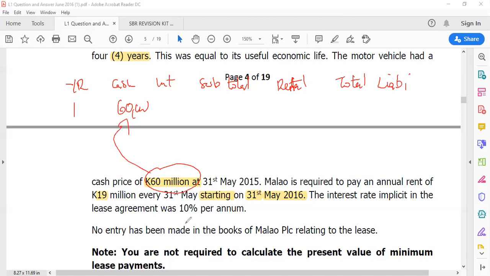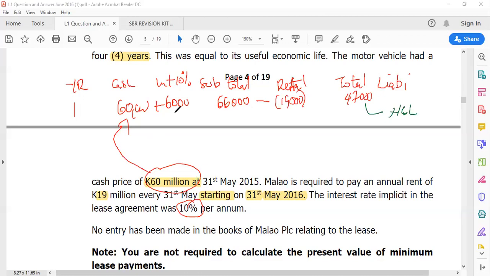What is the interest rate implicit? We've been told interest is 10%. So what is 10% of 60? It is 6,000. You do it there. So you add this guy plus that guy, because he's paying at the end of the year when he has accrued interest already, meaning you add to get a subtotal of 66,000. When he pays rent of 19,000, you remove it from the subtotal liability. So the liability is now reduced to 47,000. Now remember, this 47,000, because it's paying in arrears, is what we are going to call our non-current liability. It's going to be payable in a period of over 1 year.